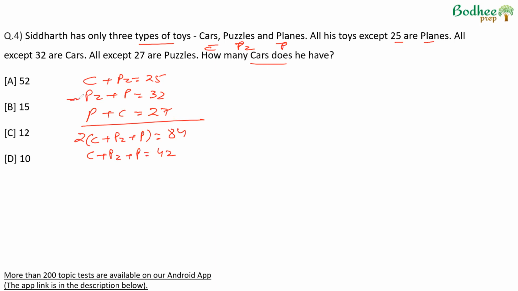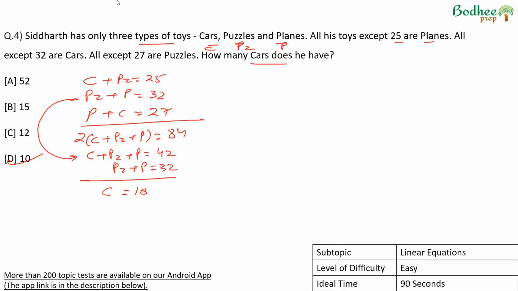So we take this and subtract it from here. Puzzles plus planes is 32. Subtract, C will come out to 42 minus 32, which is 10. That becomes the answer. Again, I think it's an easy question, not more than a minute and a half to solve.